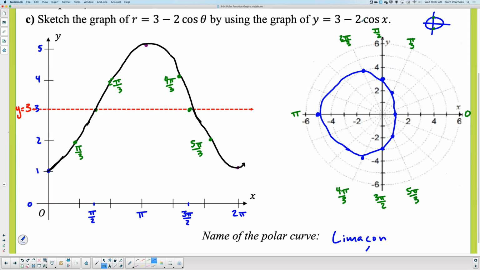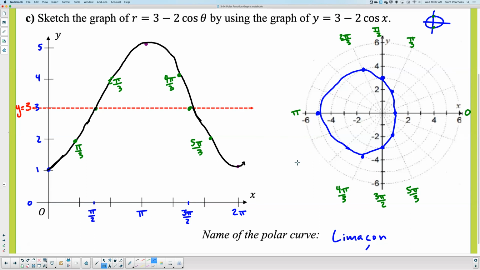Now, what mathematically made it not have that inner loop? The constant number being smaller. The constant being greater than the absolute value of the A variable there. The amplitude of that wave. And so you could call it either a convex or a dimpled limacon. I think dimpled would technically be correct if it's a 3 versus a 2. It goes off the ratio. Will limacon still be correct? I believe so. I definitely would not choose cardioid; cardioid is only when they're equal. Only. And it's a limacon if they're different.